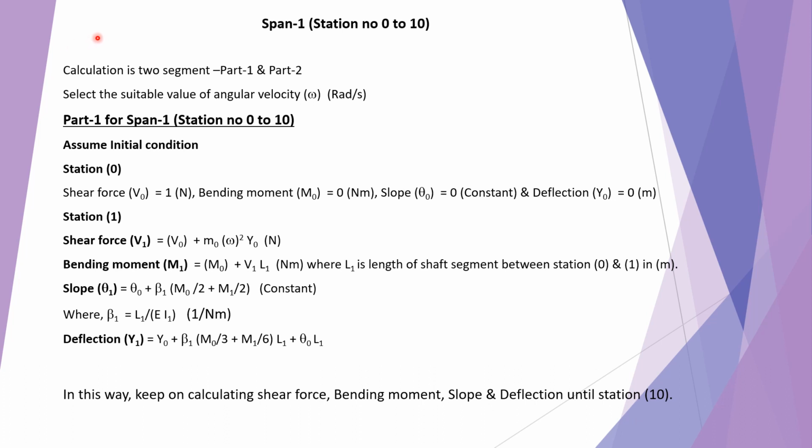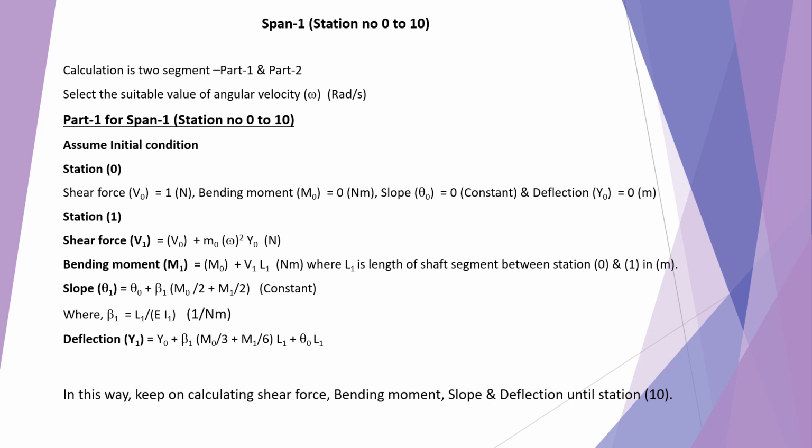Now for span 1, stations 0 to 10, the calculation has to be done in two parts, part 1 and part 2. Select a suitable value of angular velocity, that is omega in radian per second. Part 1 for span 1, that is stations 0 to 10. Assume initial conditions at station 0: shear force V0 is 1 Newton, bending moment M0 is 0, slope theta 0 is 0, deflection Y0 is 0.